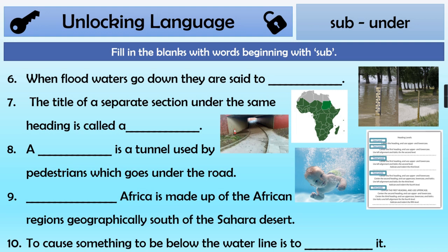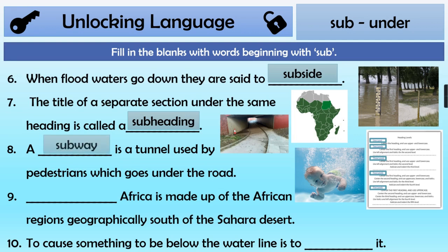How did we get on? When floodwaters go down, they are said to subside. That is, of course, a word that you might come across in geography. Number 7. The title of a separate section under the same heading is called a subheading. I'm sure you've all come across this at school when you've been writing in your exercise books.